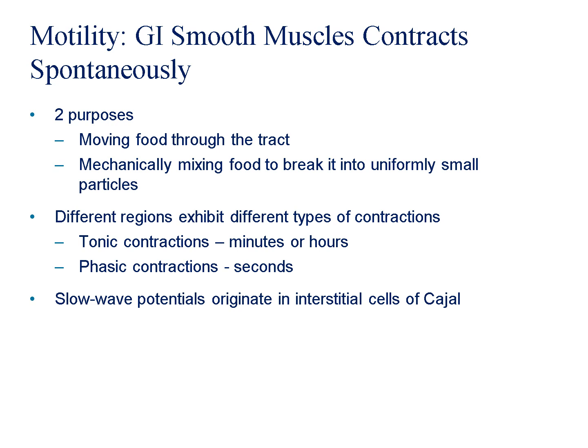Tonic contractions occur in certain sphincters and regions of the digestive tract, lasting for minutes to hours. These contractions help maintain muscle tone and regulate the passage of food. Phasic contractions, on the other hand, occur in shorter bursts, lasting only seconds, and are responsible for mixing and propelling food at different stages of digestion.